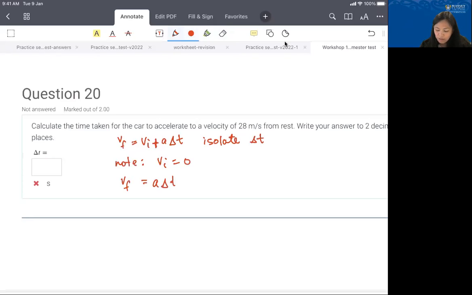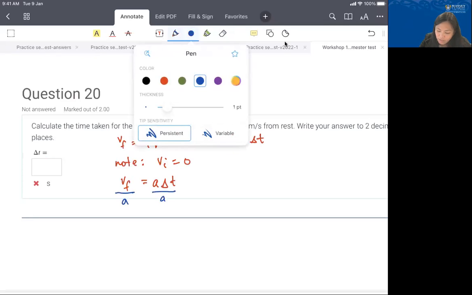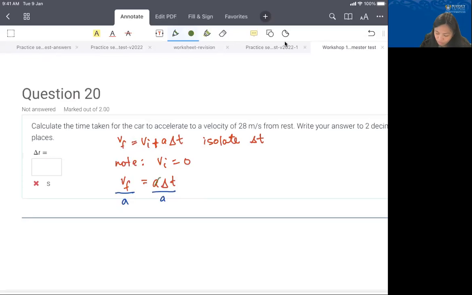A delta t, because VI is equal to 0. The car started from rest. So it's now simpler to isolate delta t. If you divide both sides with A, any number divided by itself is equal to 1, so it's equivalent to just canceling A on one side. Then you'll have delta t is equal to VF divided by A.